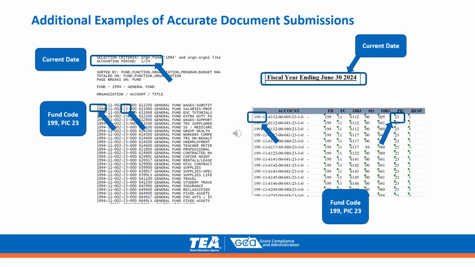These are additional examples of what we're looking for with documentation that's submitted. We're looking for a current date. We're looking for the correct fund codes and PIC codes.